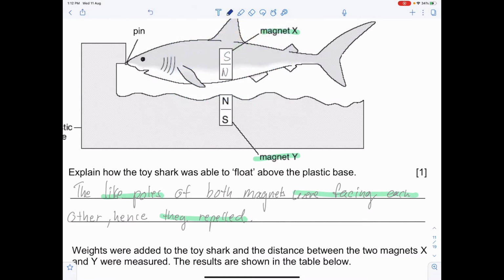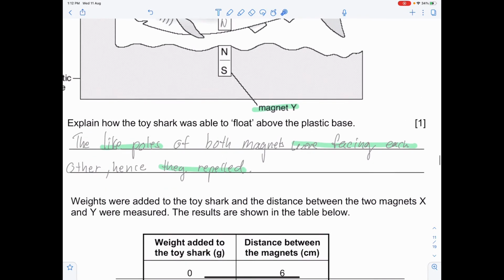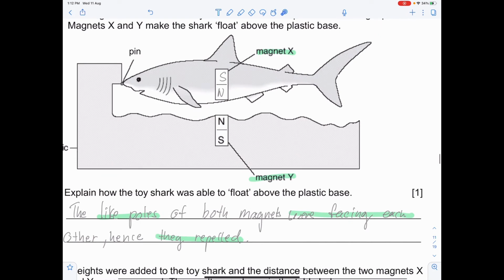Then the next question asks, weights were added to the toy shark and the distance between the two magnets was measured. The results were shown in the table. So your toy shark is here. You add some weights. I don't know where you add, you can add here, you can add here. But the whole idea now is, what has changed? The mass of the shark has increased.